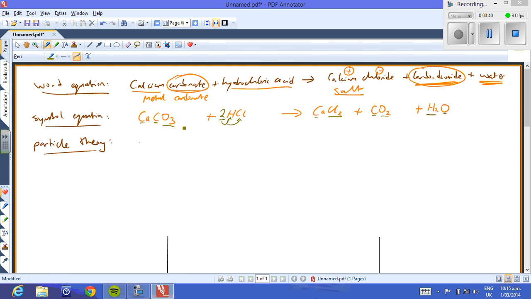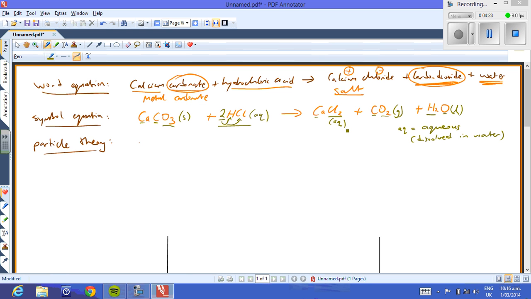Just an additional piece of information which is really useful to chemists is to add state symbols. The state symbols are S for solid, G for gas, L for liquid, and then there's a fourth state symbol, AQ, which stands for aqueous, and that simply means dissolved in water. If you're used to seeing dilute hydrochloric acid on the label, that means you have acid which has been diluted with water, so we write aqueous beside that. And the calcium chloride is not a solid, you can't see it at the end of the reaction, so we write aqueous as well.